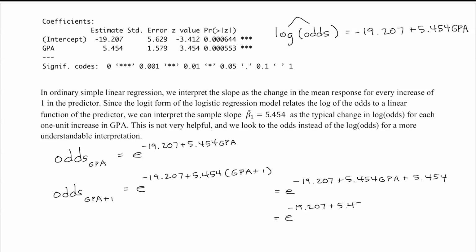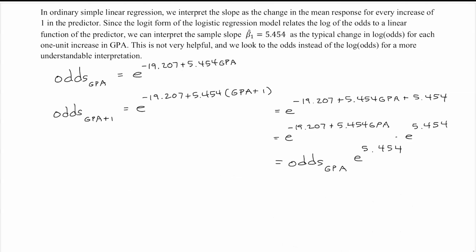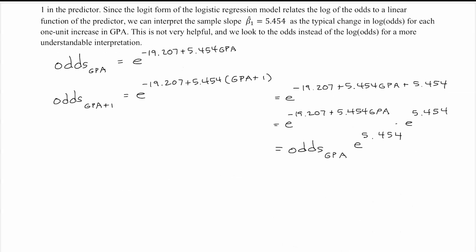which I can use the rules of exponents to write as e to the negative 19.207 plus 5.454 times GPA times e to the 5.454. So remember, if I add exponents, that's the same as multiplying like bases. So in fact, I have here the odds of being accepted at the original GPA times e to that slope value, 5.454.